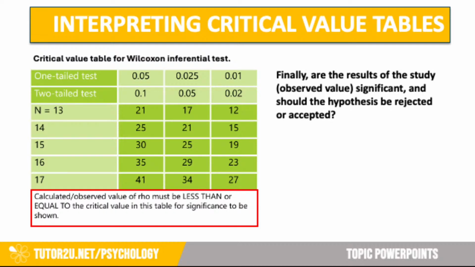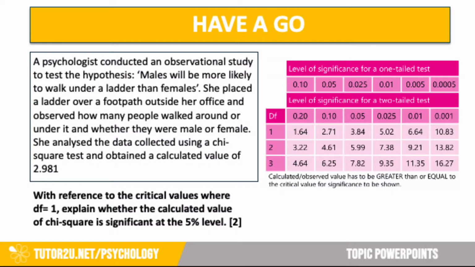Okay, so if we have a look at this one, this is for you to have a go, but we'll do it slowly. So a psychologist conducted an observational study to test the hypothesis: males will be more likely to walk under a ladder than females. She placed a ladder over a footpath outside her office and observed how many people walked round or under it and whether they were male or female. And she analysed the data collected using a chi-square test and obtained a calculated value of 2.981. So that's what the test came out with.